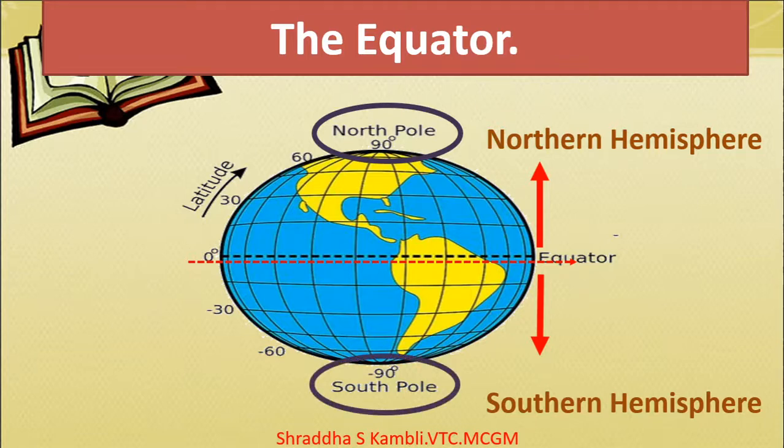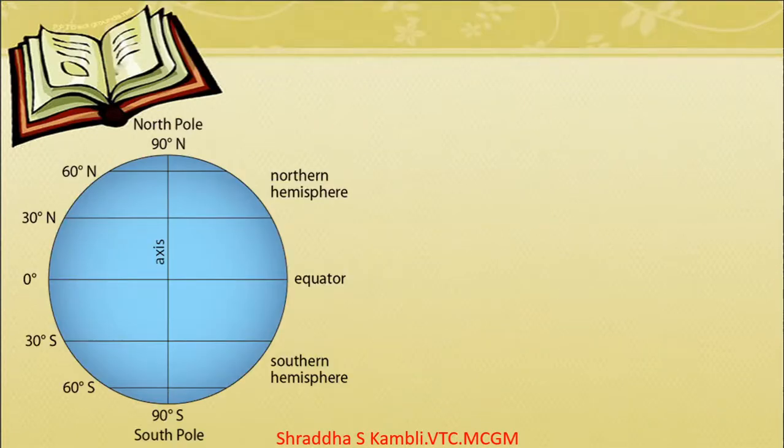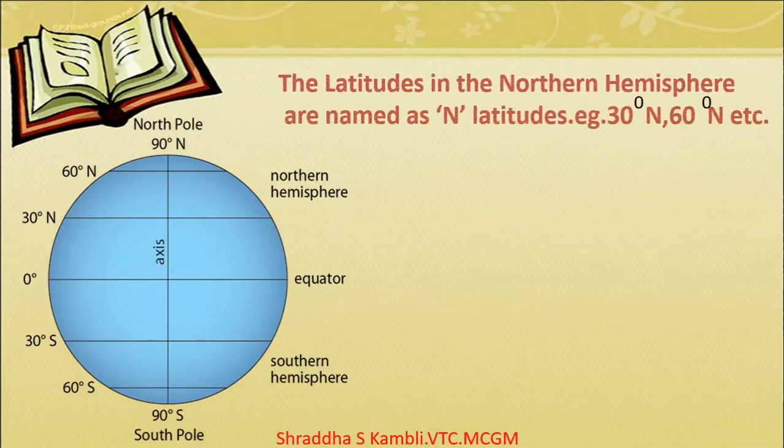So this is one important function of the equator. It separates the earth into two parts, that is the northern hemisphere and the southern hemisphere. Now look at this. The latitudes in the northern hemisphere are called the north latitudes.